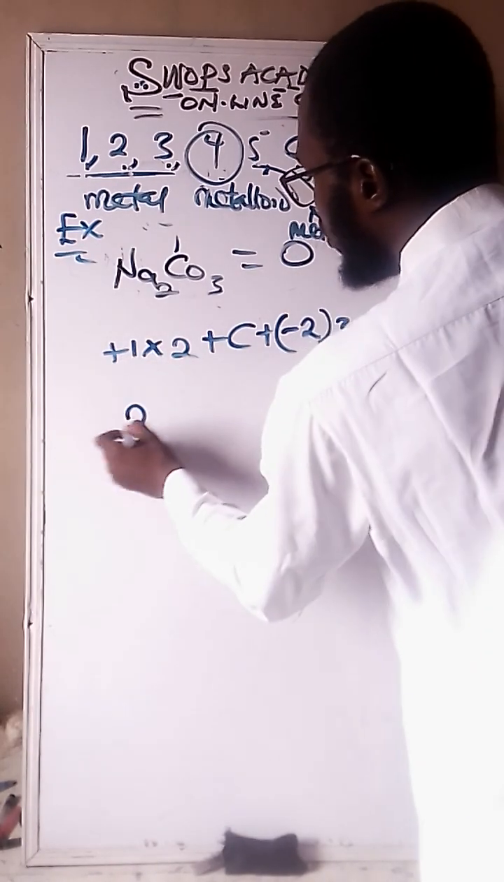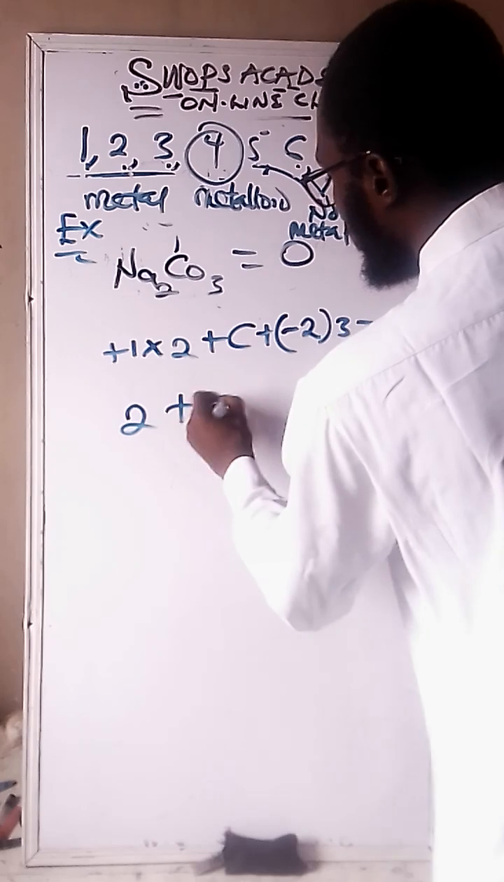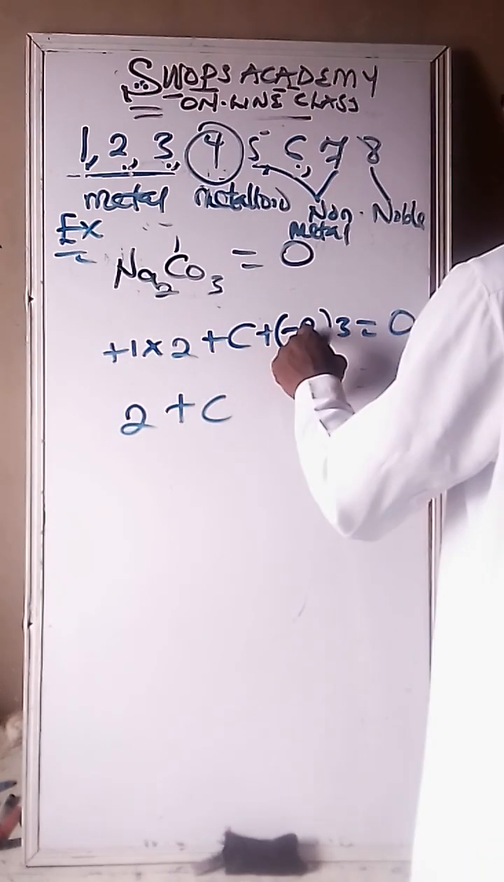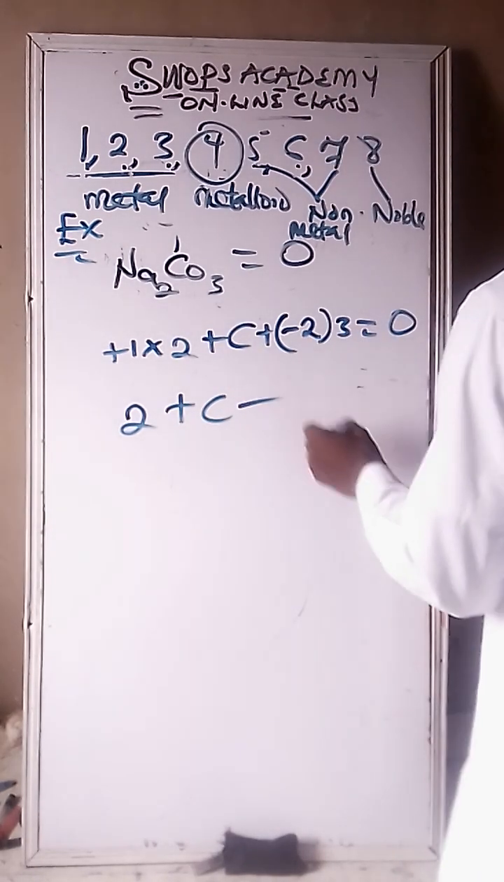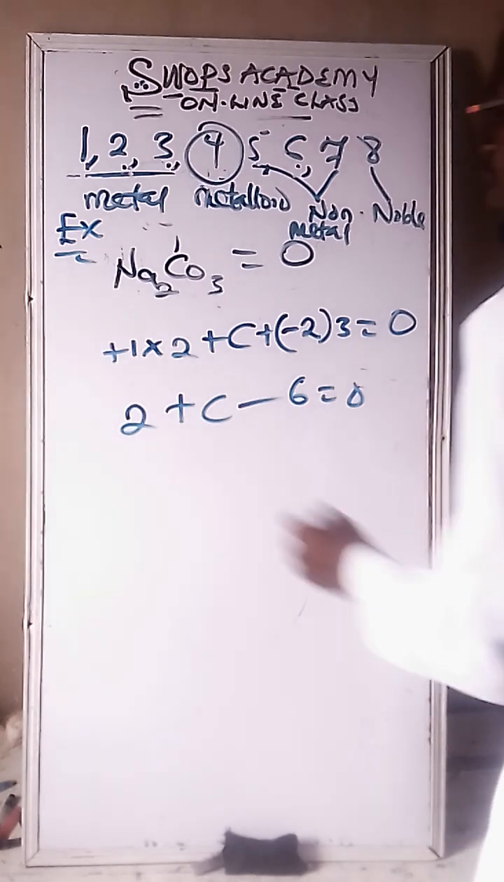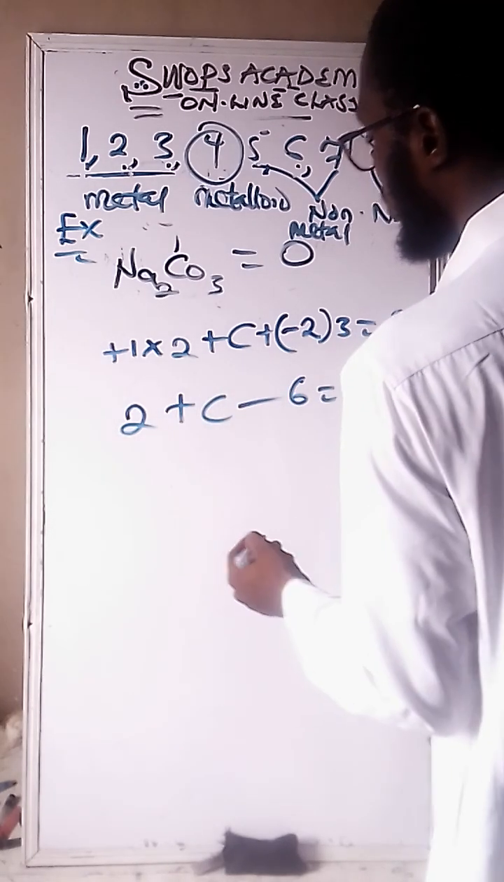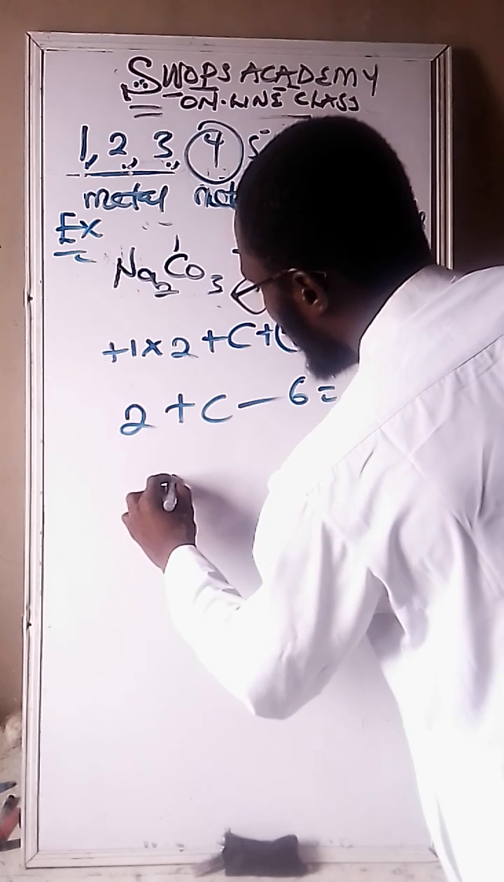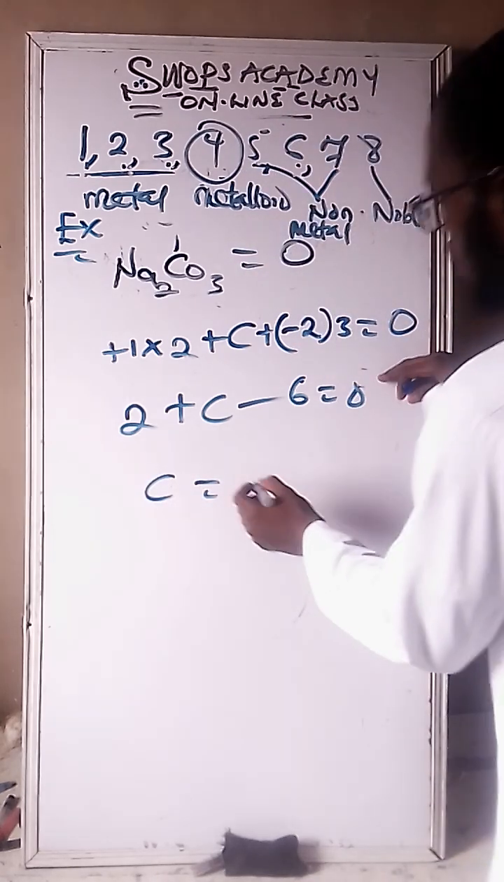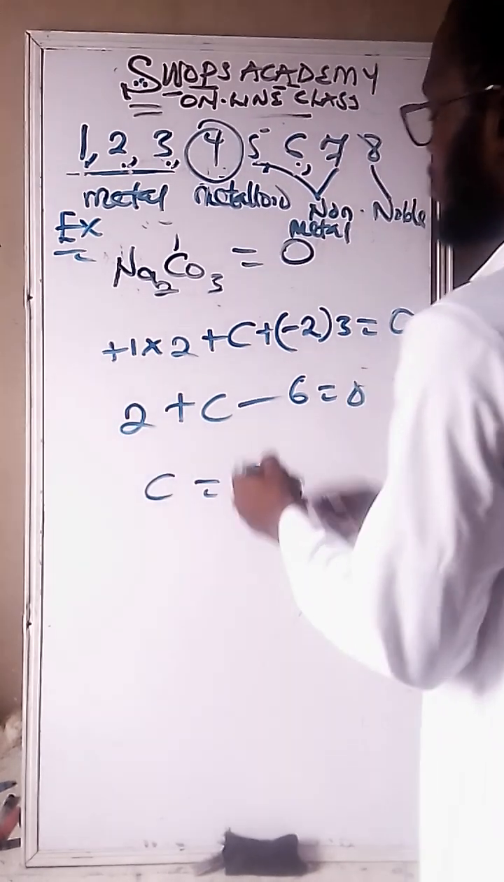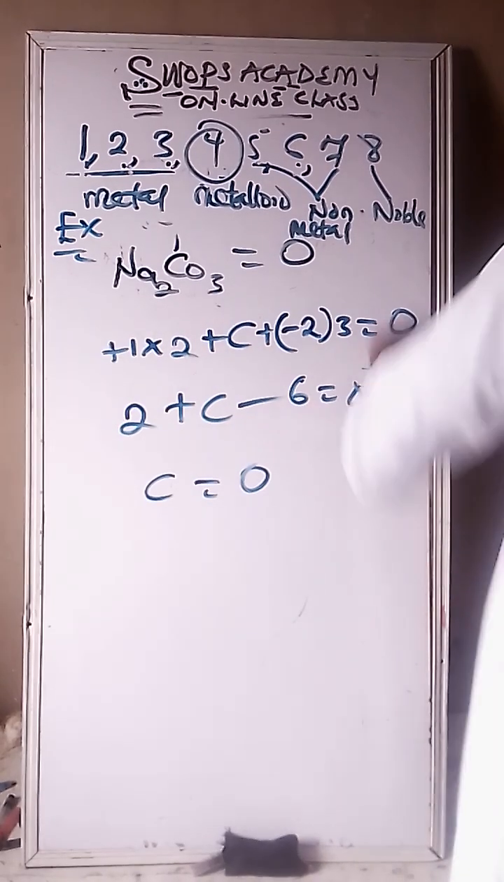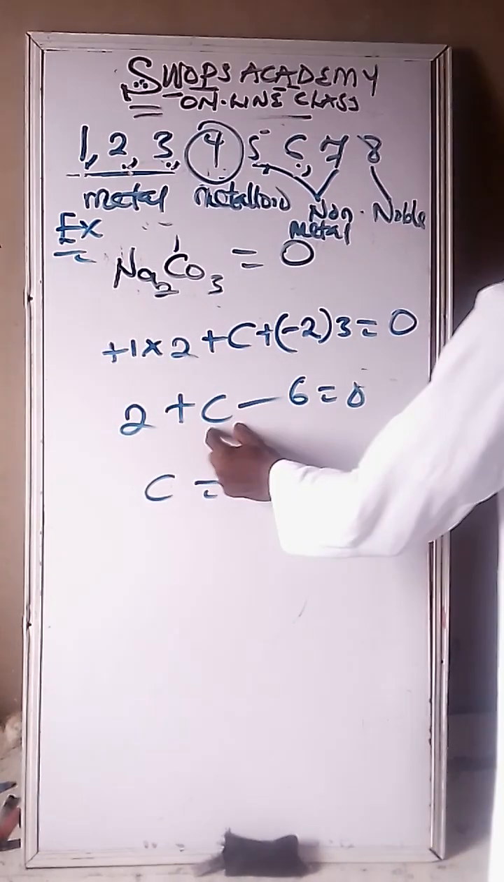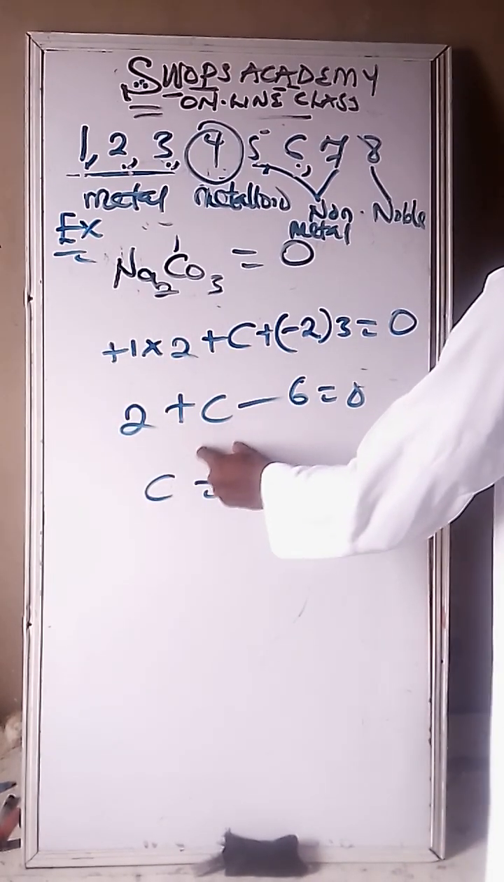2 times 1 will give us 2, plus C that we are asked to look for, plus times minus will give us minus. 2 times 3 will give us 6. All equals 0. Now, what you need, you can actually collect the like terms by making C the subject of the formula. C will now be, which is the carbon. This is 0. Collect the like terms, I mean, bring all the numbers to come and meet this. The alphabet, which is the only alphabet we have here, is C.